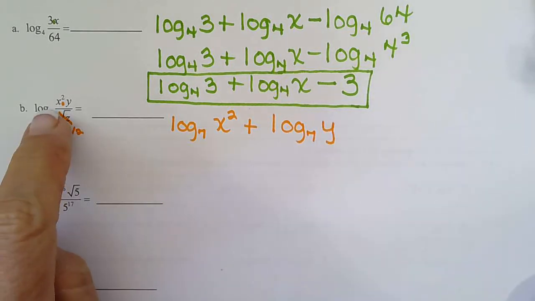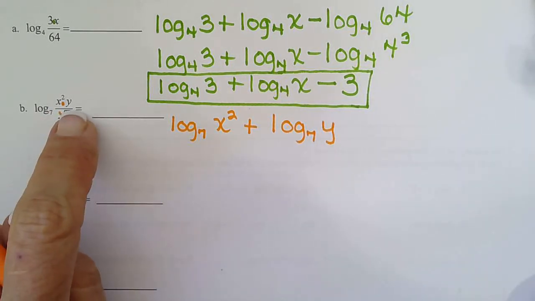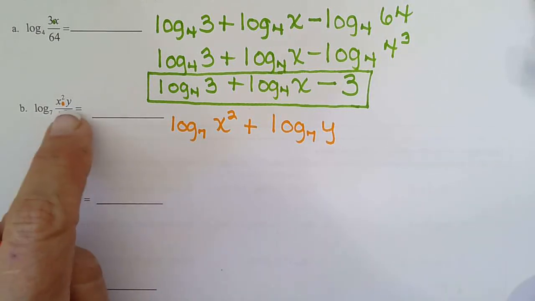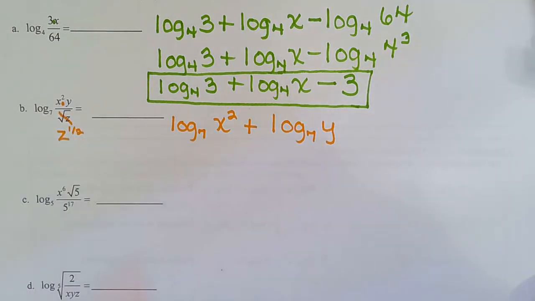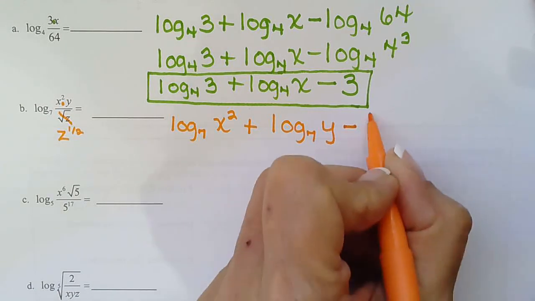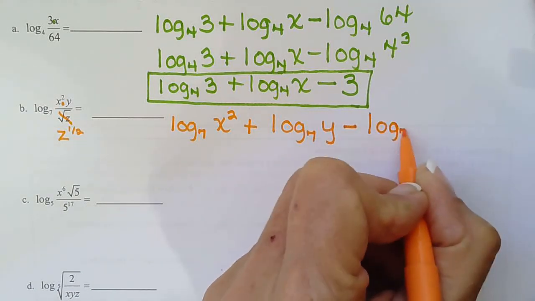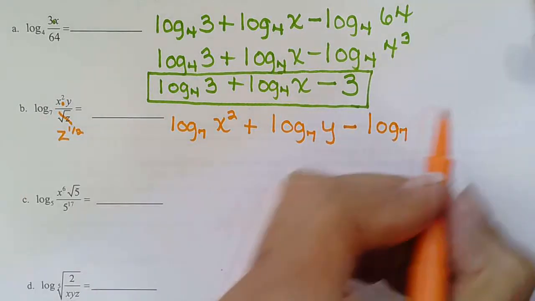Then we have division. Think of exponents. In division, we subtract the exponents. So the log of a quotient says subtract the logs. So we do minus log, still base 7, of z to the 1/2.